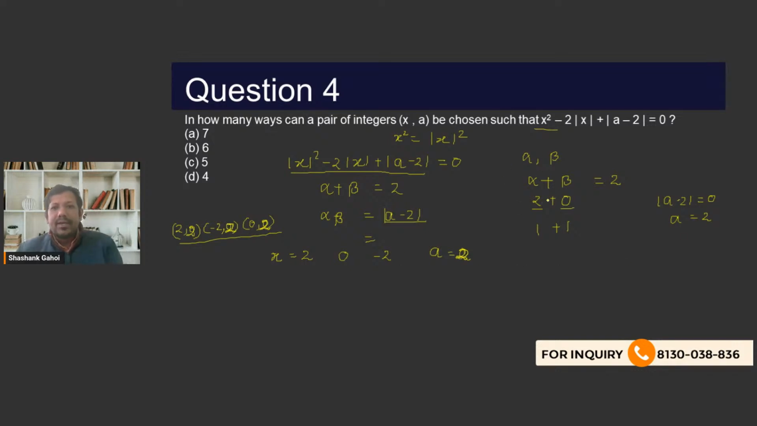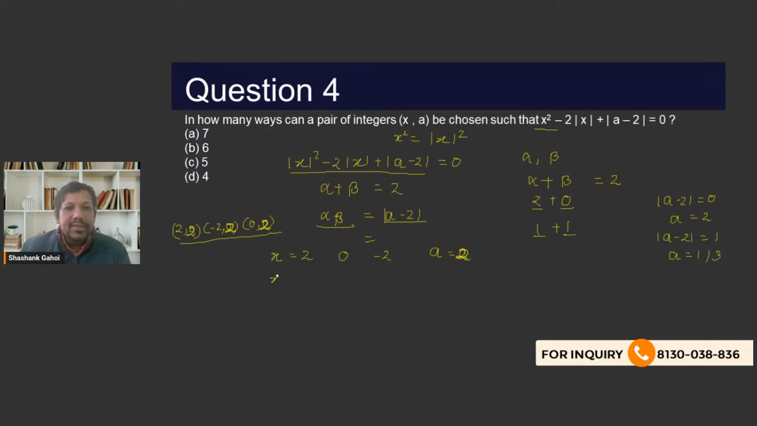Now the second scenario is mod x is equal to 1. It means x can be 1, x can be minus 1 as well. And here product of roots is going to be 1 into 1, that is going to be 1. So mod of a minus 2 is equal to 1. So if both roots are 1, alpha and beta are 1 and 1, product of roots is going to be 1. So a minus 2 is going to be 1. So a can be either 1 or it can be 3.